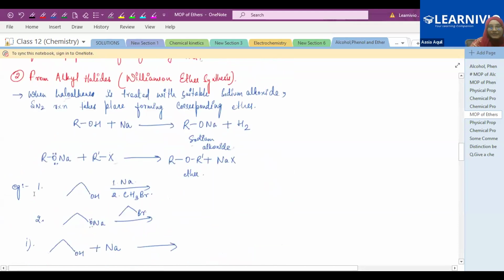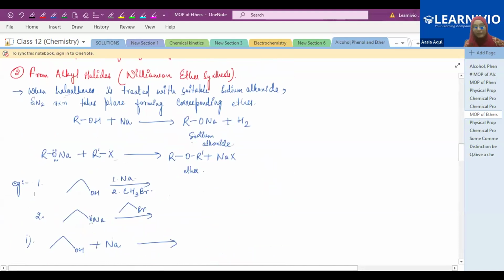Next. So second preparation, first was the dehydration of alcohol. Second preparatory method is from alkyl halides, and this is again a name reaction. It is known as Williamson ether synthesis, or only Williamson synthesis we also say. So from the alkyl halides you can prepare the ether. From alkyl halide, means haloalkane, you can also prepare the ether. So that is the Williamson synthesis. When you prepare the ether by the use of haloalkanes, it is known as Williamson ether synthesis.